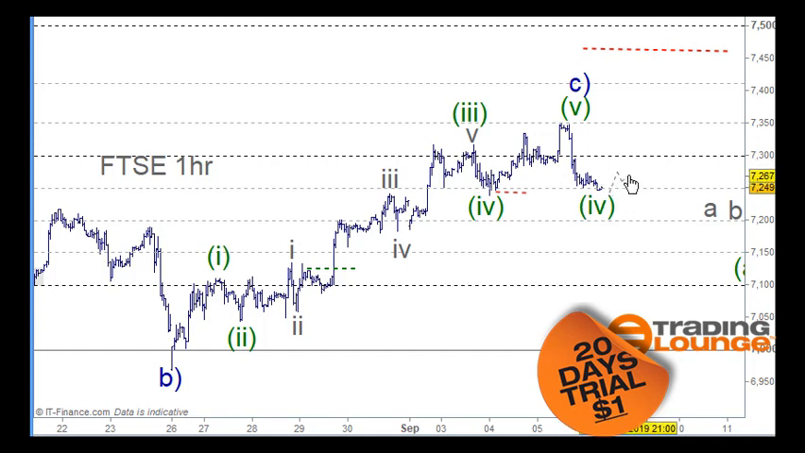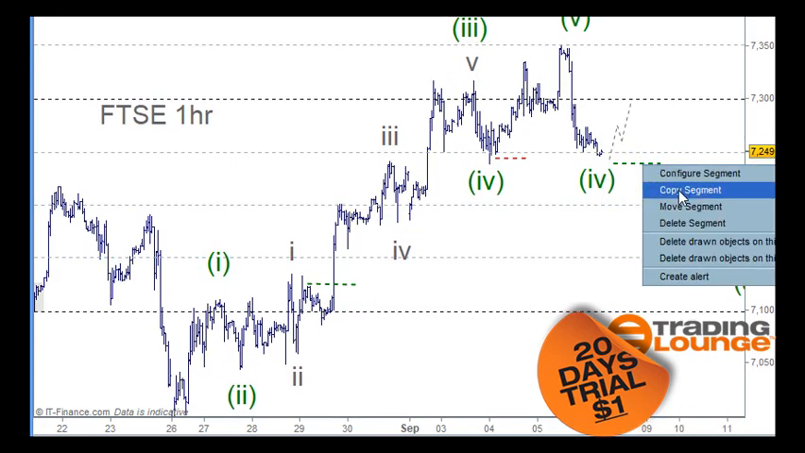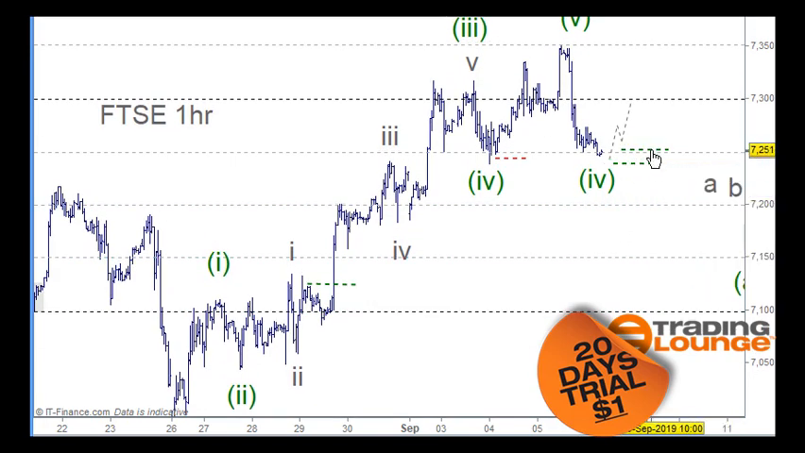What I'm interested in is the rally, because the rally will give us, if I just copy that, an opportunity to possibly short. It may not be the case. We may go higher, but if we get 3 waves up there, then any breach of that we can look to go short on at that point.